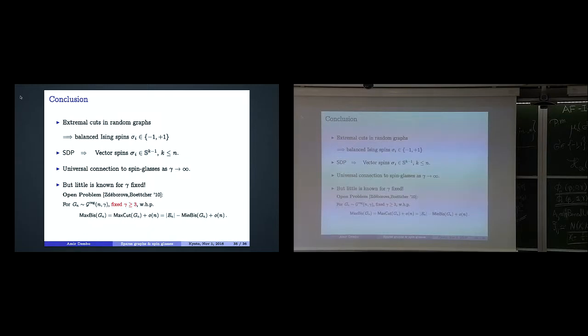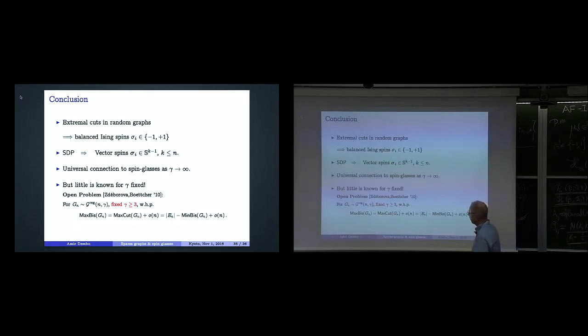Okay, so the conclusion, let's summarize what we saw here. We saw extremal cuts of random graphs become balanced Ising spins, sigma_i equals plus or minus one. SDP is related to vector spins on the sphere, S^(k-1). There is a universal connection to spin glasses as gamma goes to infinity, which applies to cuts, to these vector spins, and to any other model, I will add. That's a paper of Subhabrata Sen.